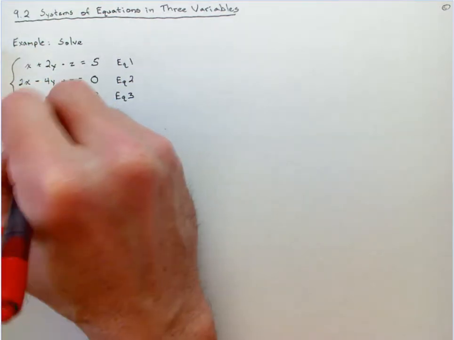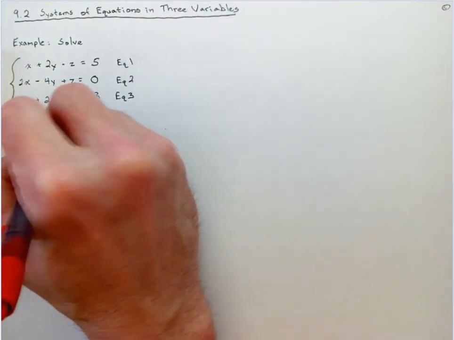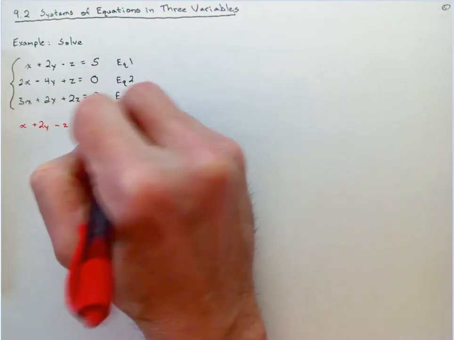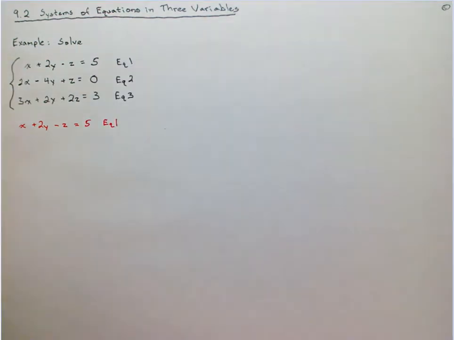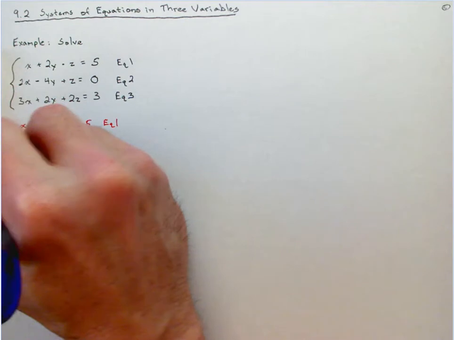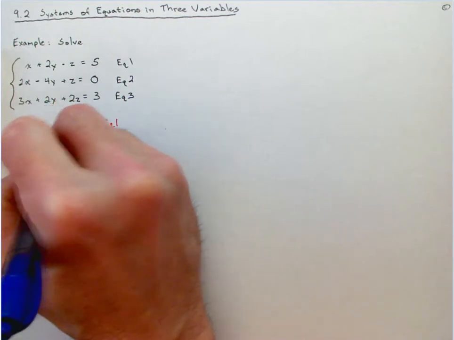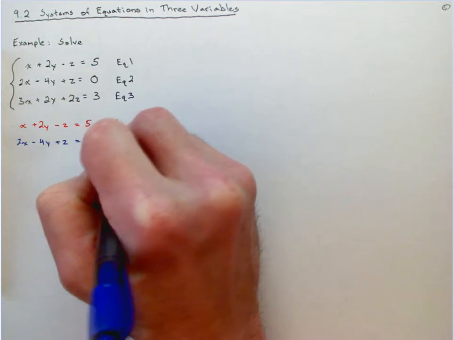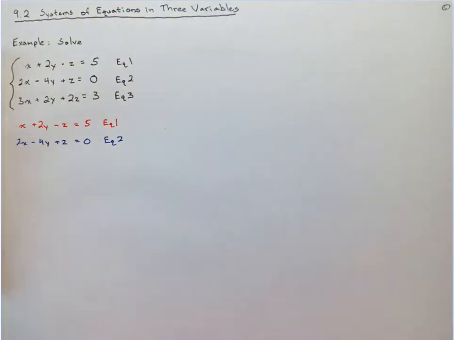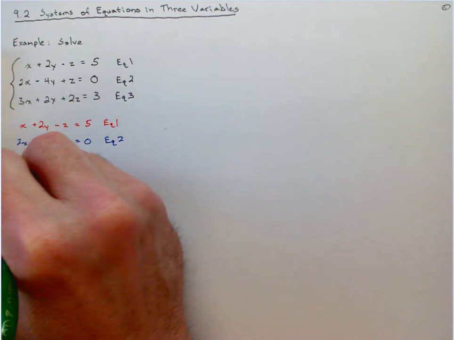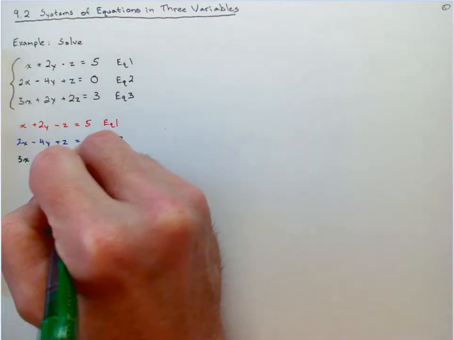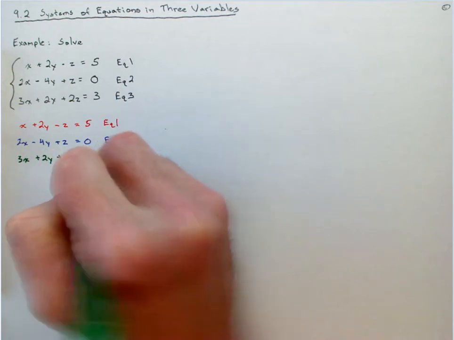So I have x plus 2y minus z equals 5, and that is equation 1. And then for equation 2, I have 2x minus 4y plus z equals 0, and that is equation 2. And then for equation 3, I have 3x plus 2y plus 2z equals 3.